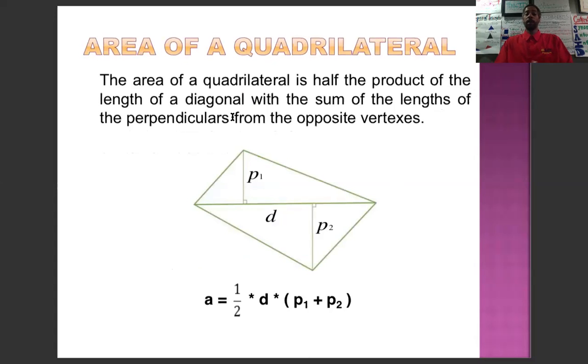The area of a quadrilateral is 1/2 the product of the length of a diagonal with the sum of the lengths of the perpendiculars from the opposite vertexes.